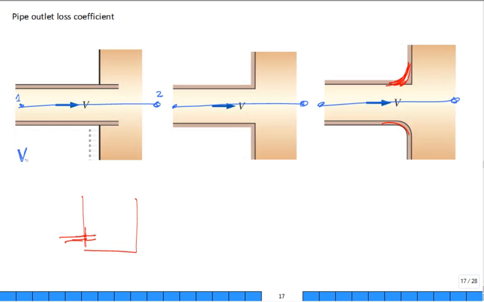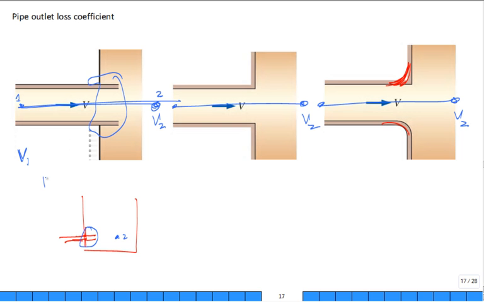Think about the velocity at point 1. Is the velocity at 1 zero? What about the velocity into the tank out here, at point 2? In all three cases, regardless of the details in the vicinity of the inlet to the tank, guess what the velocity at point 2 is? Zero.